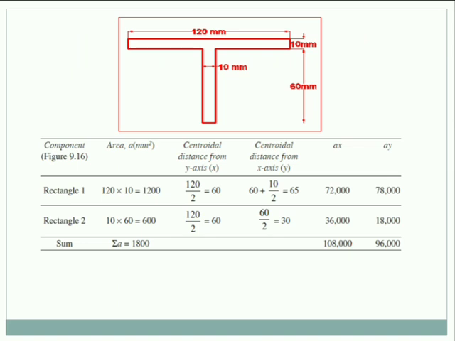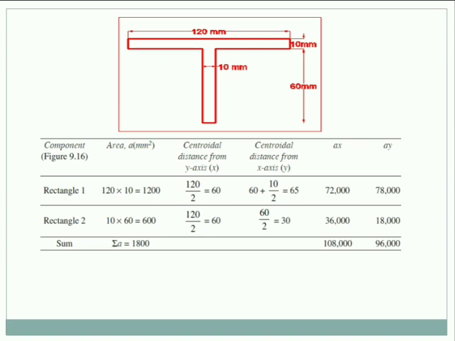So your x1 is 60, y1 is 65, and a1 is 1200. Therefore, in the next column you can calculate a into x, that is 1200 into 60, which gives you 72,000. In the next column you calculate ay, that is 65 into 1200, which gives you an answer of 78,000. So now come down to rectangle number 2.